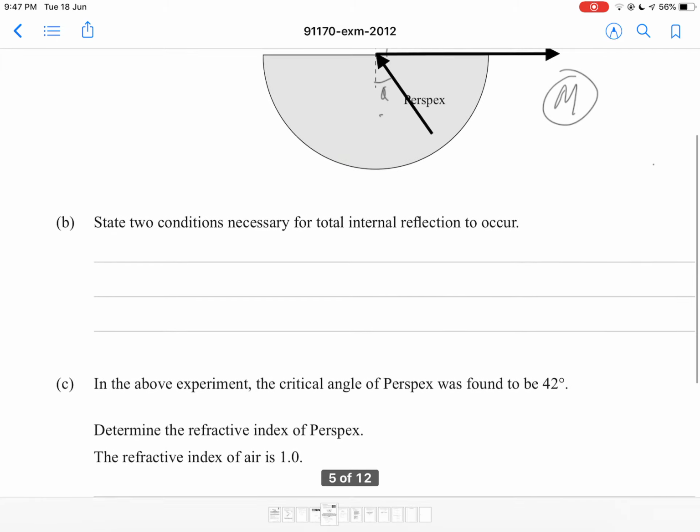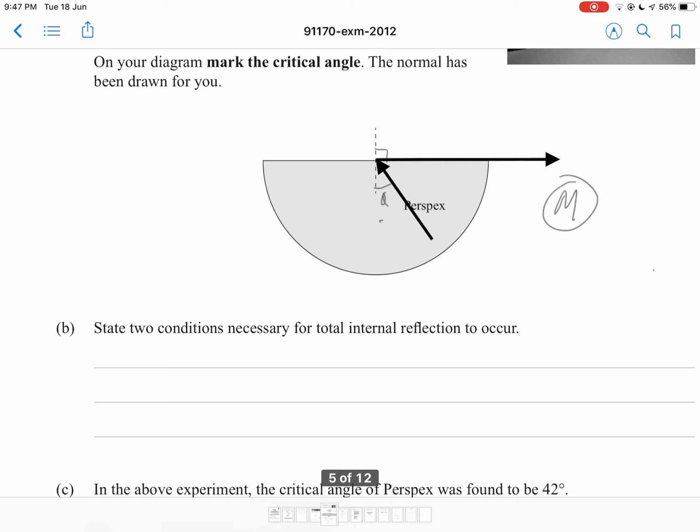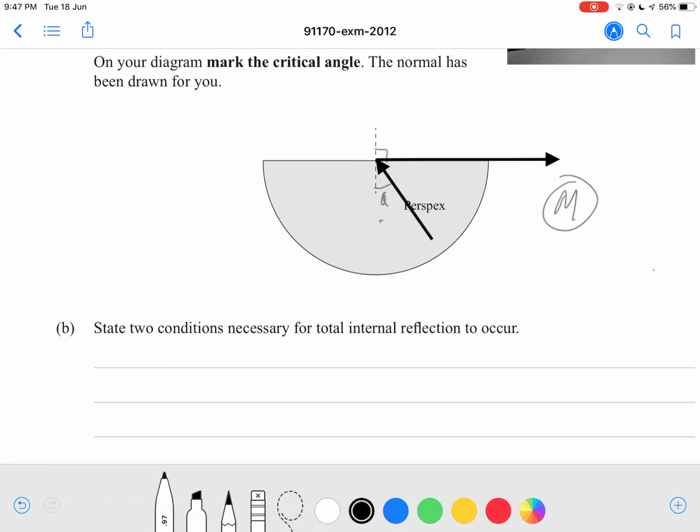State two conditions necessary for total internal reflection to occur. So what's total internal reflection? Coming back to our explanation, when the wave is traveling from more dense to less dense, it's going to bend away from the normal. As we increase theta, it bends more, until eventually it gets to 90 degrees, that's our critical angle. But let's increase the angle even more. Then this ray will bend back into the medium. So instead of refracting into the air, it bends back into the perspex. That's what total internal reflection is.